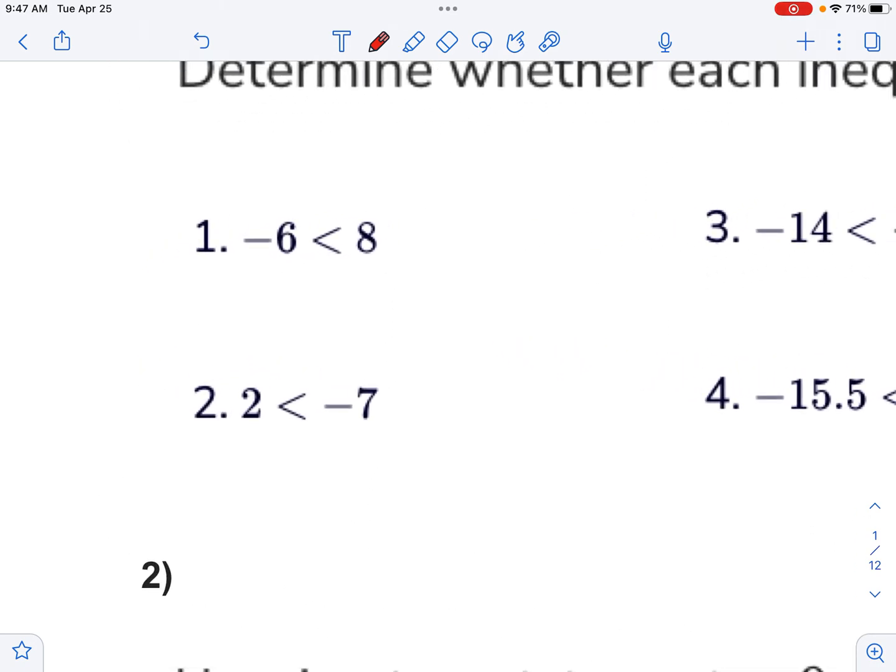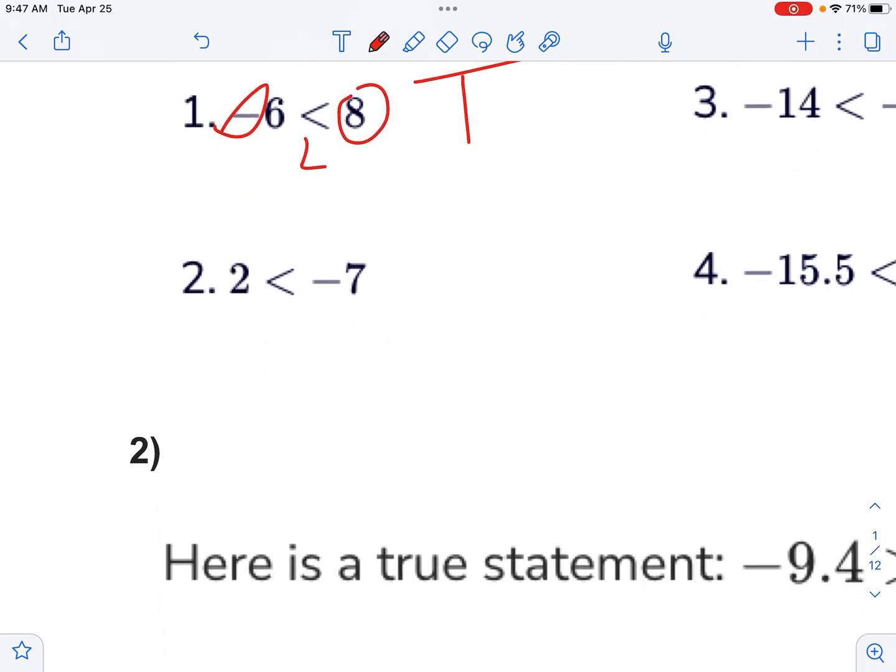So -6, so this symbol right here is a less than symbol. -6 is less than 8. You know what? This is a negative number. This is a positive number. So it's less. So this one is true. This is also the less than symbol. 2 is less than -7. That is so false. 2 is bigger than -7. If you put it on the number line, 2 is to the right.